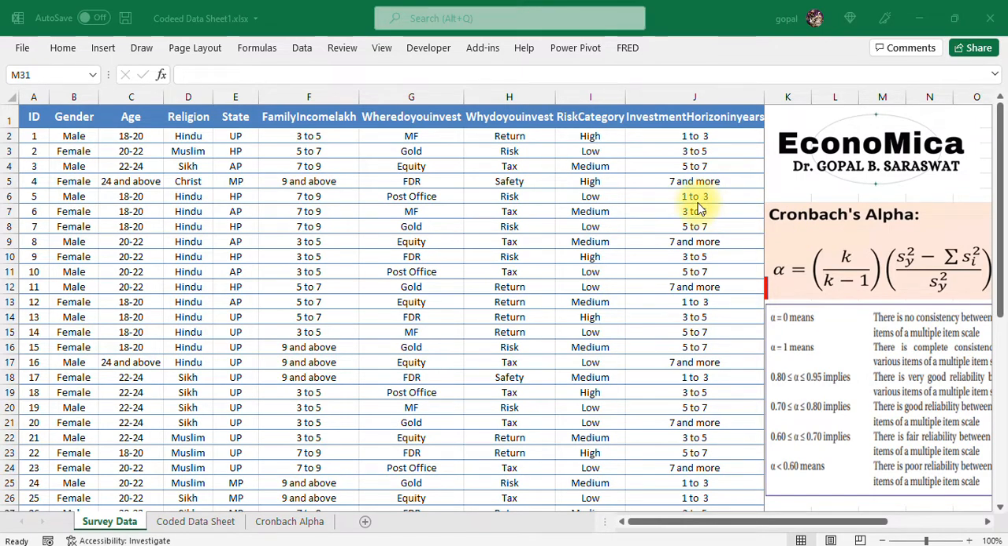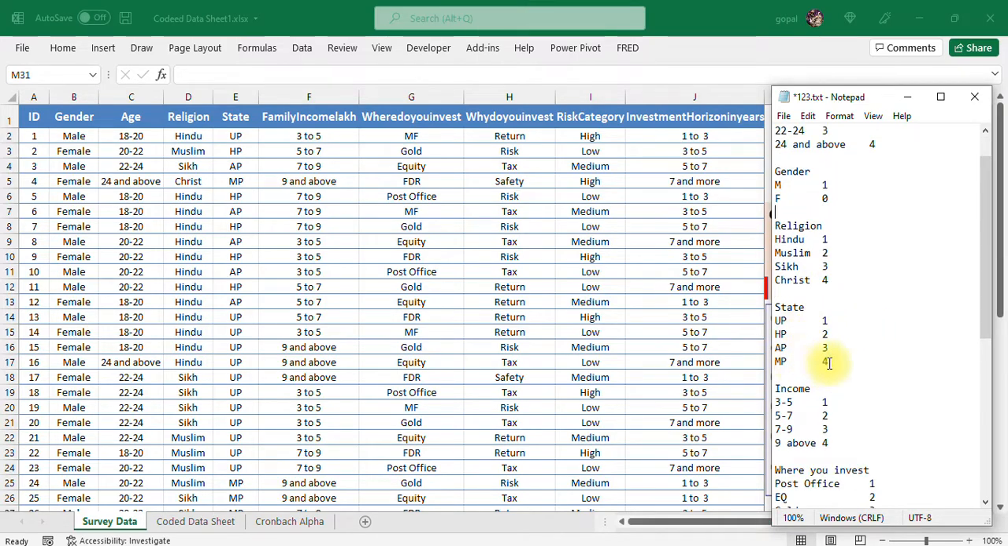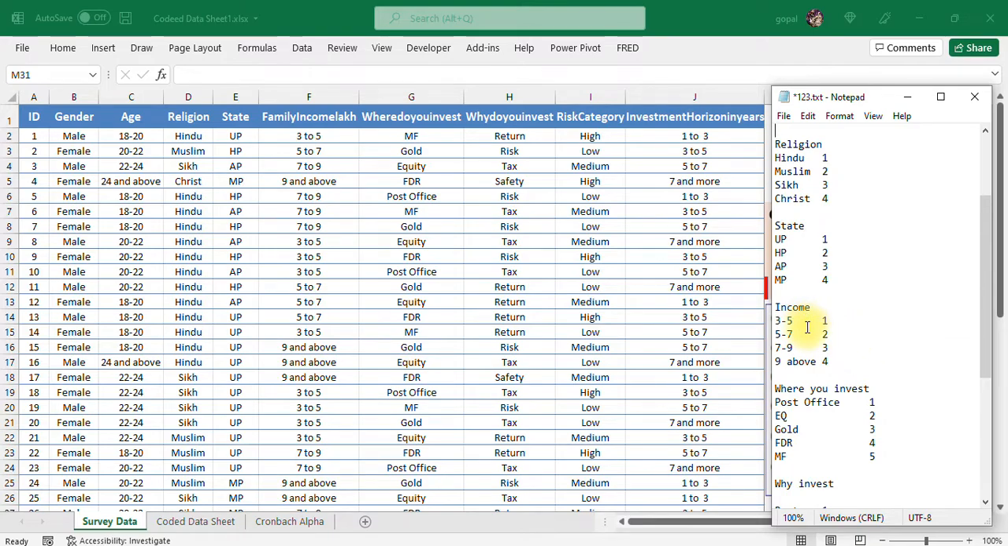So first I converted this data into codes. I am just going to show you my code book. Here you can see the age: 18 to 20, I will code it as 1, 20 to 22 as 2, 22 to 24 as 3, and 24 and above as 4. Gender I am not considering here. Religion: Hindu 1, 2, 3, and 4. State: UP, HP, AP, and MP, 1, 2, 3, 4. Income: 3 to 5 is 1, 5 to 7 is 2, 7 to 9 is 3, and 9 and above is 4.